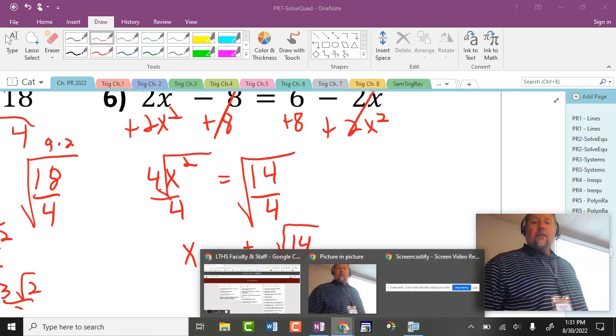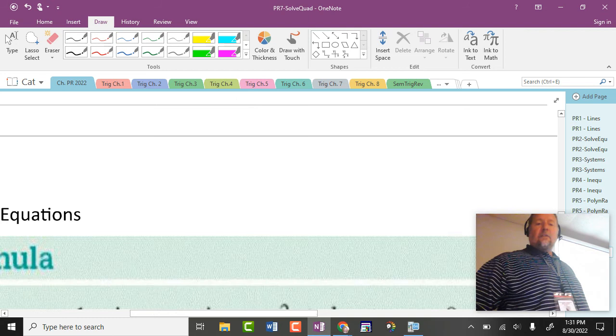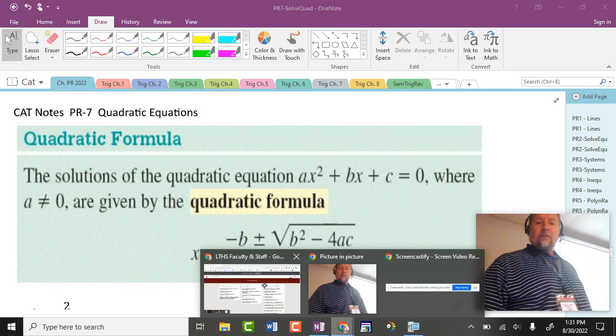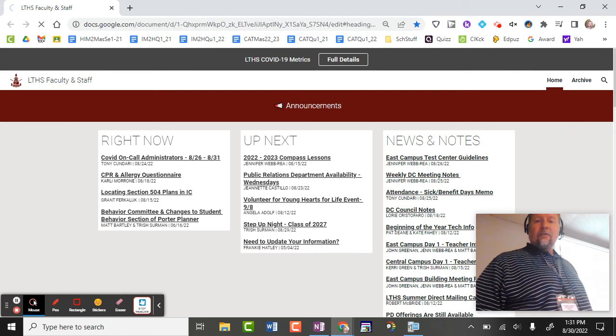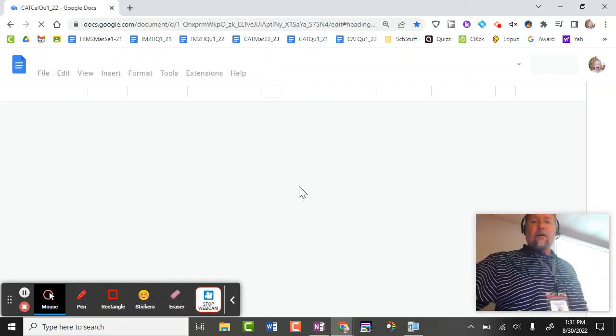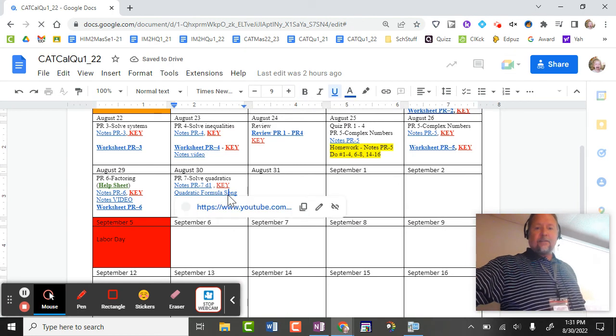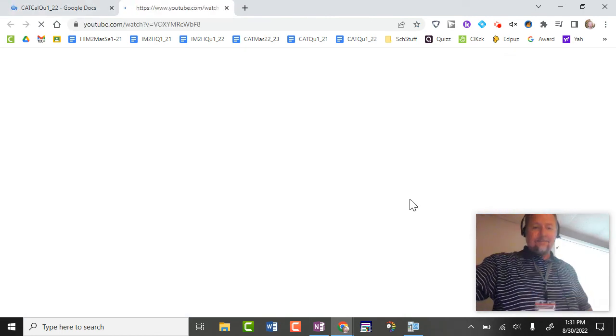Okay, just real quick. The next page is the quadratic formula. But let's do this. Calendar. This is for your home fun as well. In case you can't get this memorized, here you go.